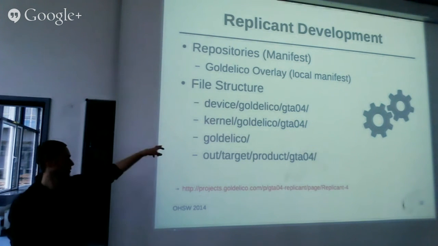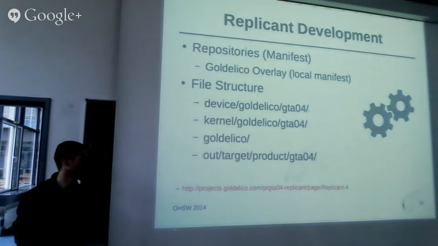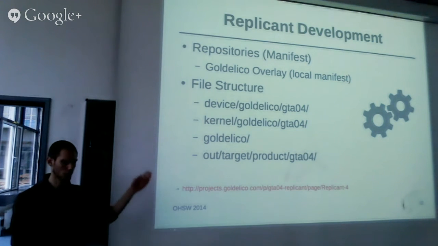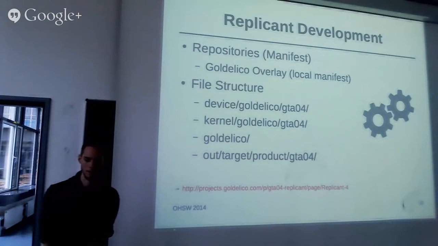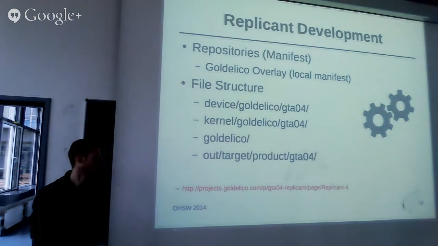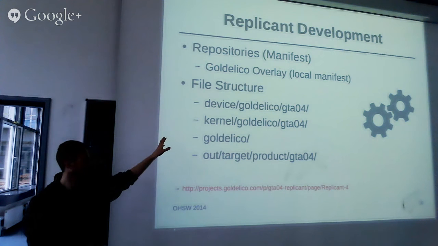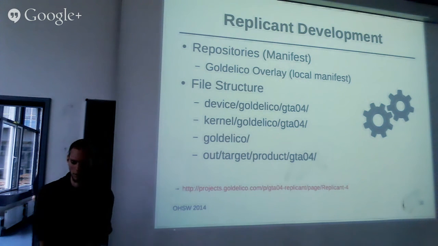Then there is the kernel/Goldelico/GTA04 repository, which is just a clone of the Replicant kernel we provide in our Git repository. And this is compiled in order to make it run. And it contains all the Replicant patches which I talked about before.